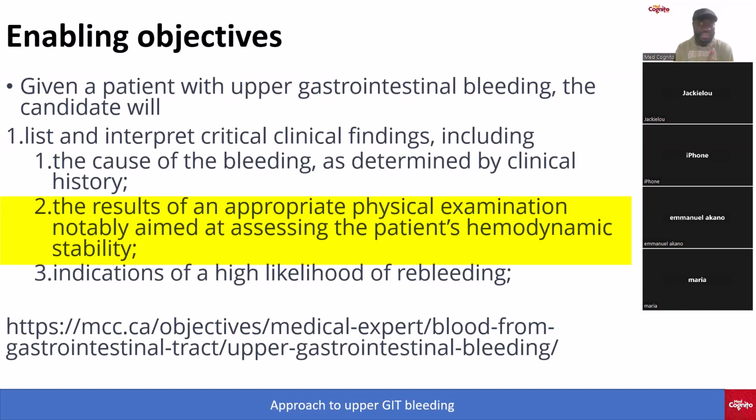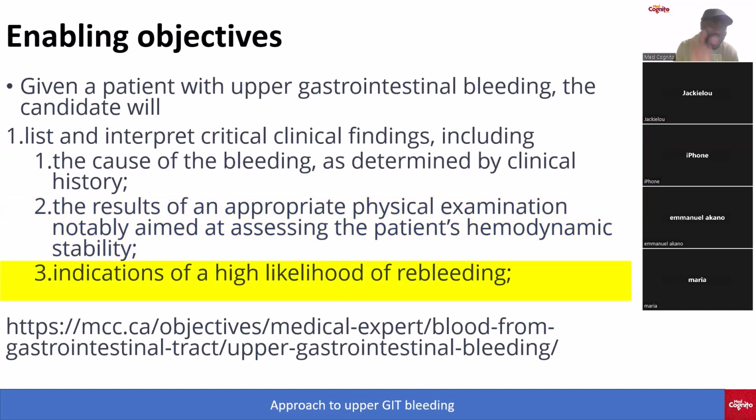And look at another thing, because I'll be focusing on this in the class today. Indications of a high likelihood of bleeding. So if you have somebody with peptic ulcer disease, what indicates that this patient may bleed again even after you treat the patient? If you have a patient with Mallory-Weiss tear, what are the risk factors for rebleeding after the patient has had an initial bleed?